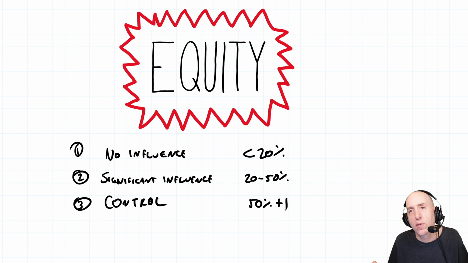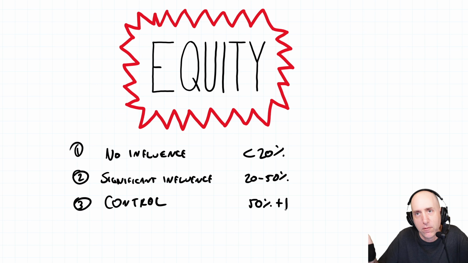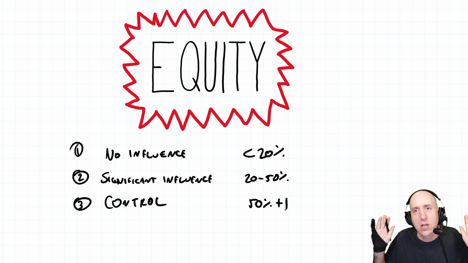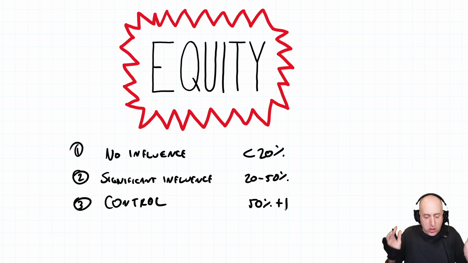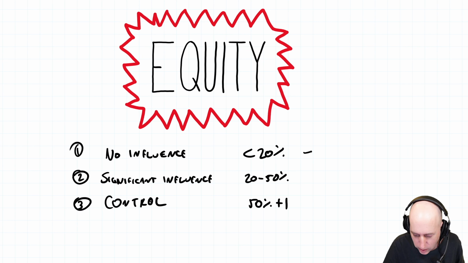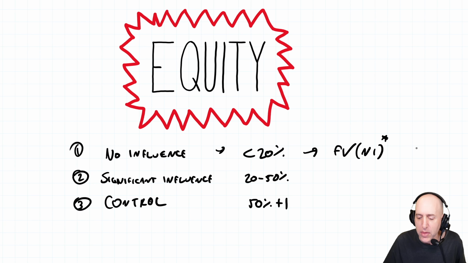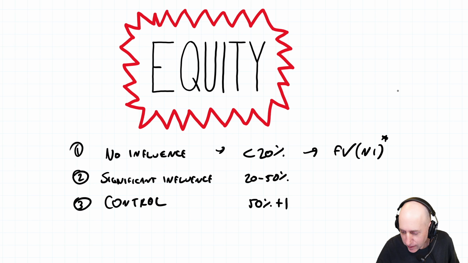As soon as you're over 50%, you have enough votes to win every vote. You can elect the board of directors. You can hire the CEO. It's your company at that point. So accounting for these three methods is a little bit different. If you have no influence, you just write up or down the stock to its fair value. So we account for stock investments, equity investments at fair value, and it's through net income. I'm going to put a little star there. There is a small exception under IFRS.